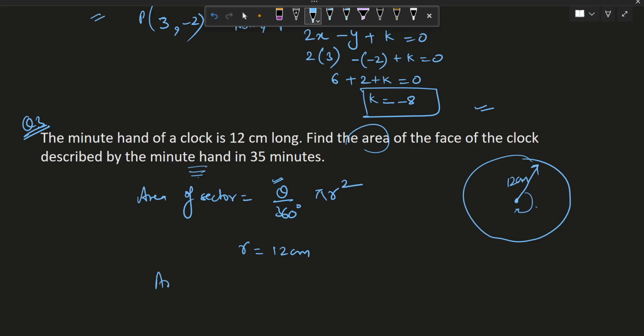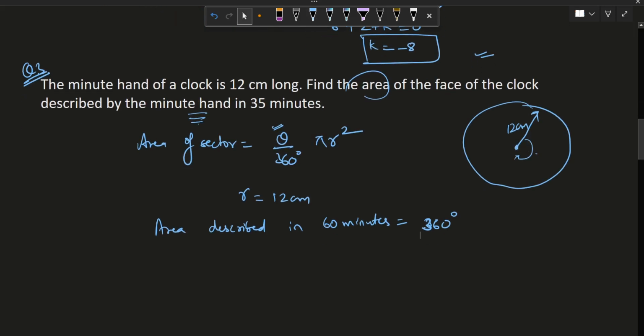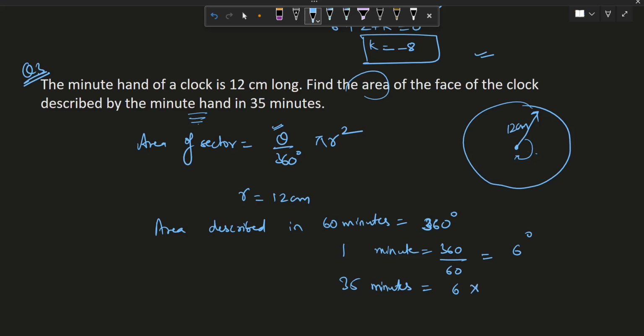Okay, so the area described in 60 minutes. In 60 minutes it covers the whole clock, 360 degrees. Am I right? Okay, 60 minutes is this. So what will be 1 minute from here? 1 minute will be 360 by 60, which is 6 degrees. Okay, so 35 minutes will be how much? 35 minutes will be 6 into 35. So how much is that? 210 degrees. I hope it's clear.